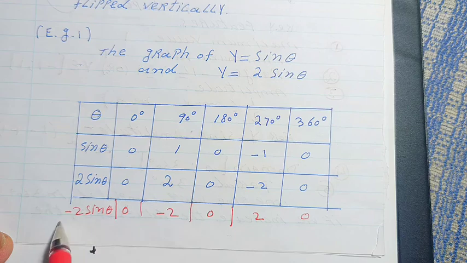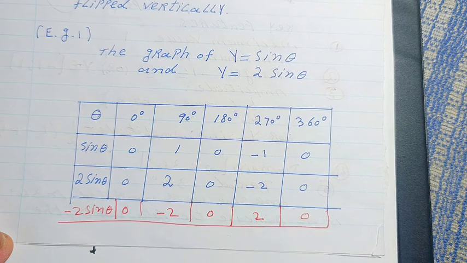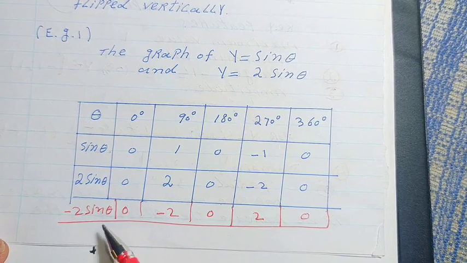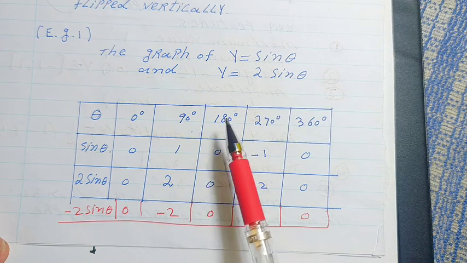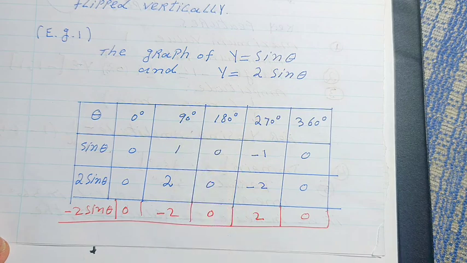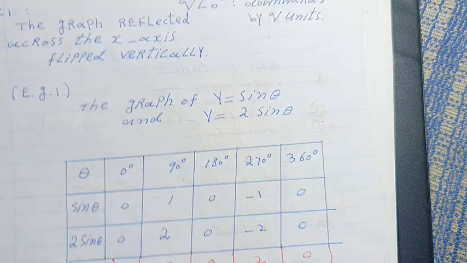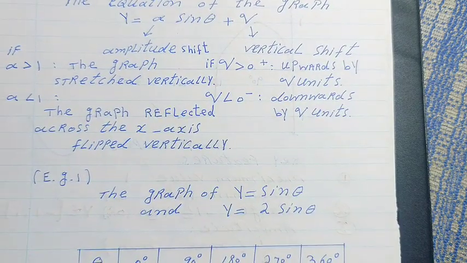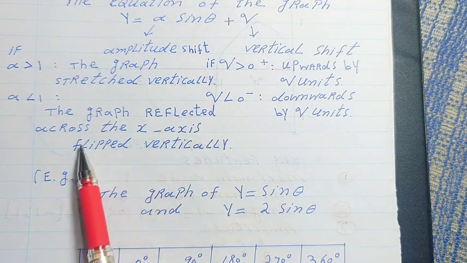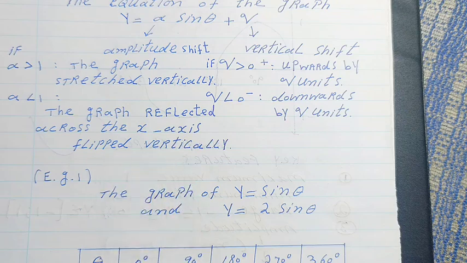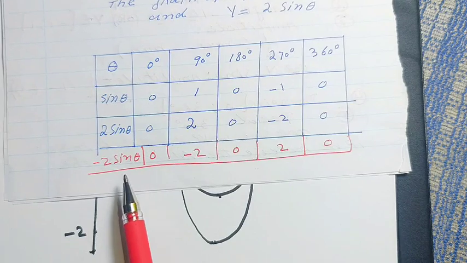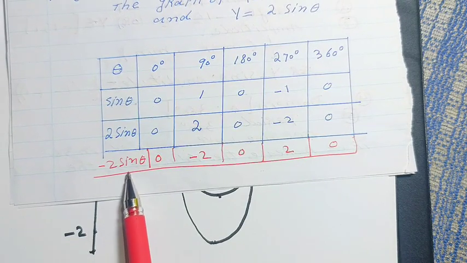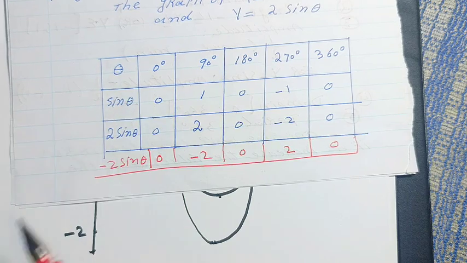So now, for negative 2 sine theta, my maximum is at 270 degrees and my minimum is at 90 degrees. Have a look at how to sketch this one. This is what I explained to you earlier. This is the graph reflected across the x-axis, flipped vertically. I'll show you how. Because when you see 2 sine theta and negative 2 sine theta, it's the same graph but flipped.